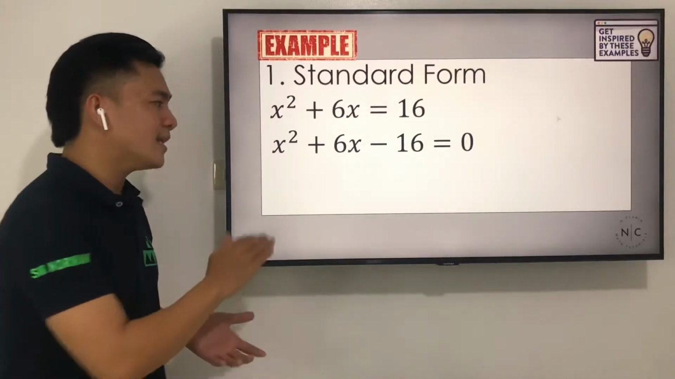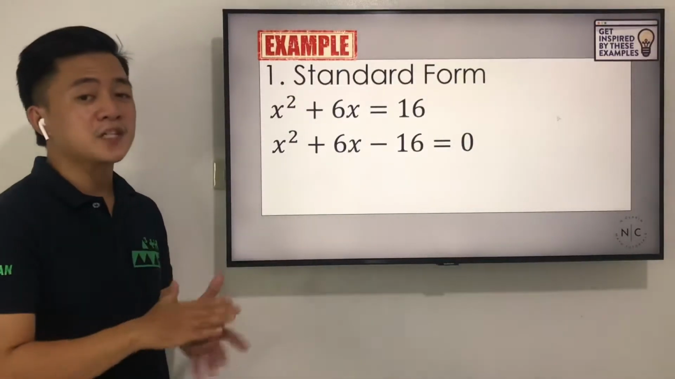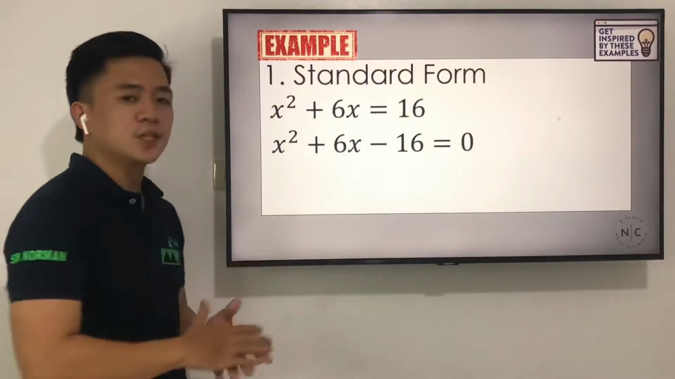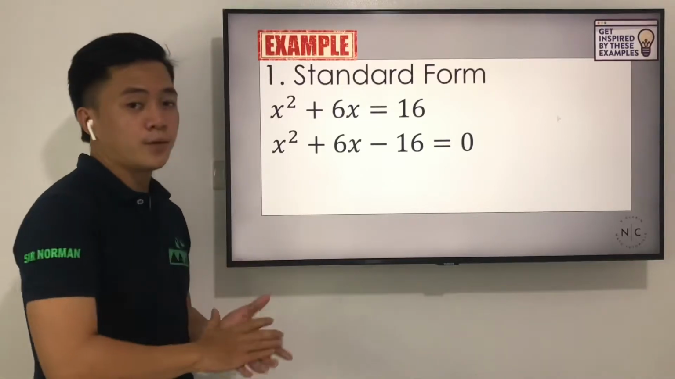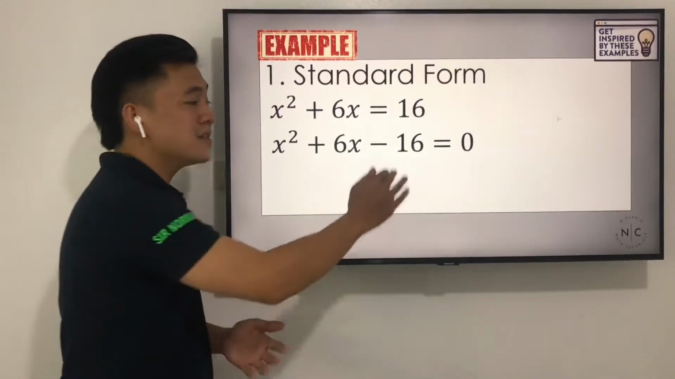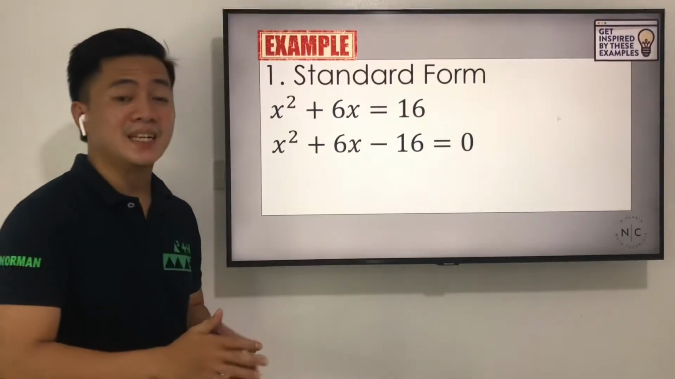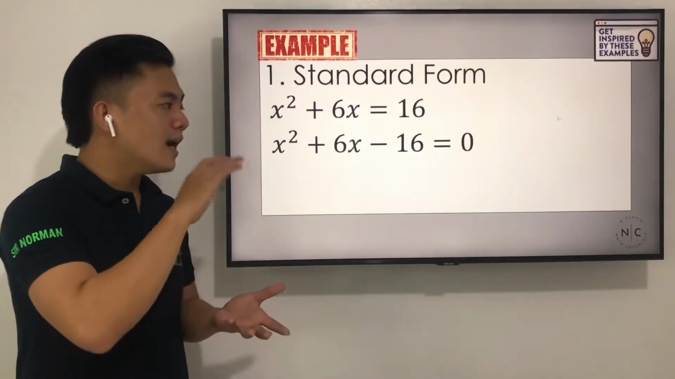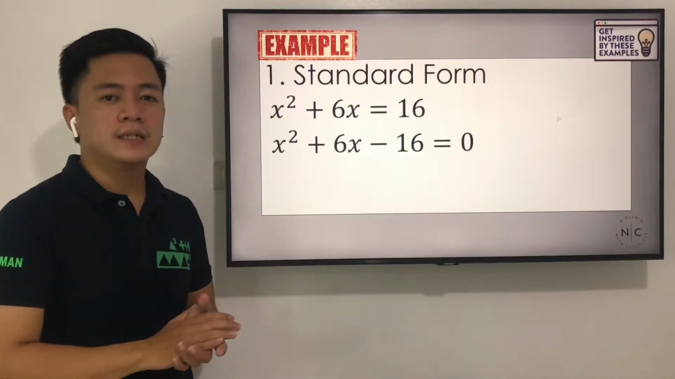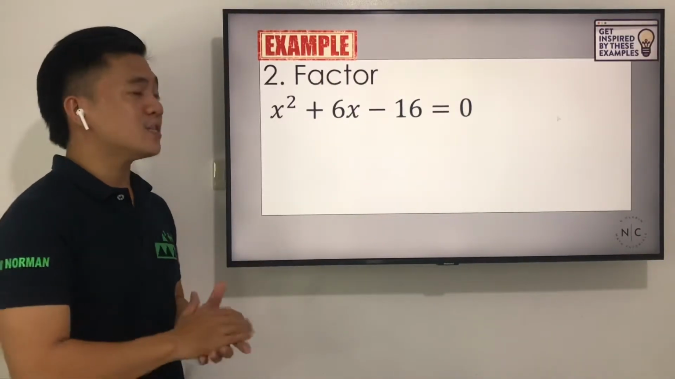Tignan natin kung yung ating given equation is a perfect square trinomial. Ang ating first term is perfect square, which is 1, and then yung ating constant term is a perfect square, but it is negative, which means hindi niya sinasatisfy yung kailangan ng isang perfect square trinomial. Next step is we will factor.